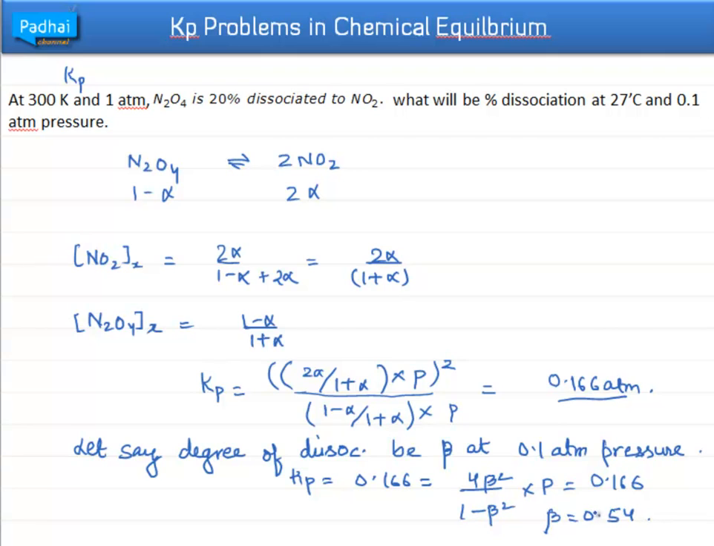So the percentage dissociation would be 54%. And that's all about the Kp problem. The important thing in Kp problems is you have to deal with mole fractions, because in case of pressure we find out the pressure of individual gases in the reactions using the mole fraction of that individual gas. So that's all about the Kp problem in chemical equilibria.